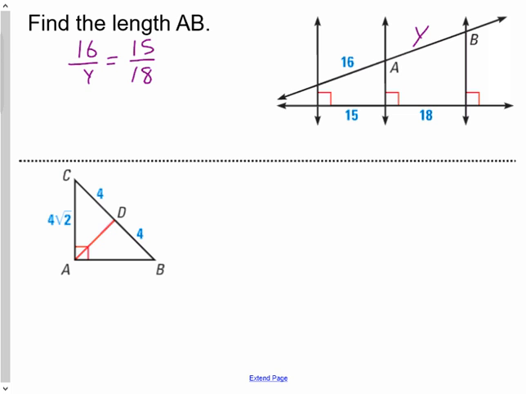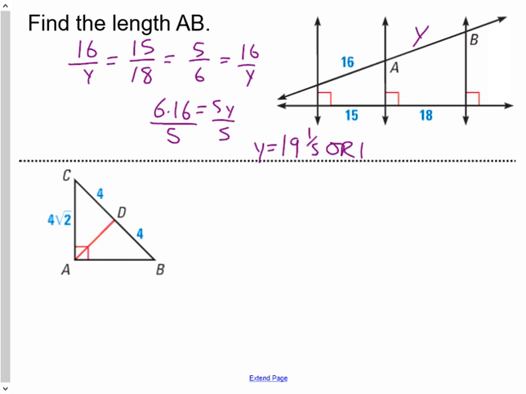And here's the setup. And this equals 5 over 6. I'm already realizing the numbers aren't going to be great. So cross multiplying, again, this equals 16 over y. So 6 times 16 equals 5y. Divide by 5, and I get 96/5, which is going to give me 19 1/5, or 19.2. No labels, but there's my answer for AB, or I called it Y. Call it AB.